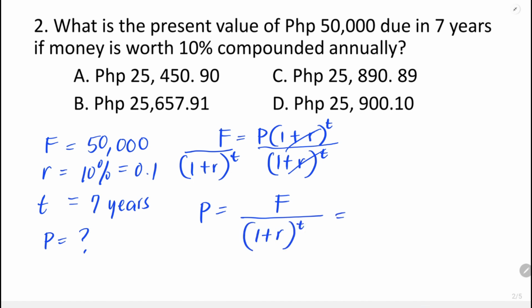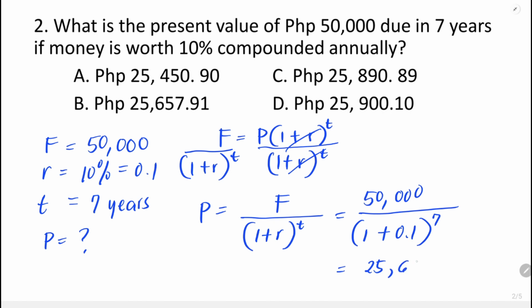Our F is 50,000 over 1 plus 0.1 raised to 7. So, unahin nyo muna i-add yung 1 plus 0.1 raised to 7. Then, 50,000 divided by dun sa answer, ang sagot diyan is 25,657.91. So, our answer is letter B.